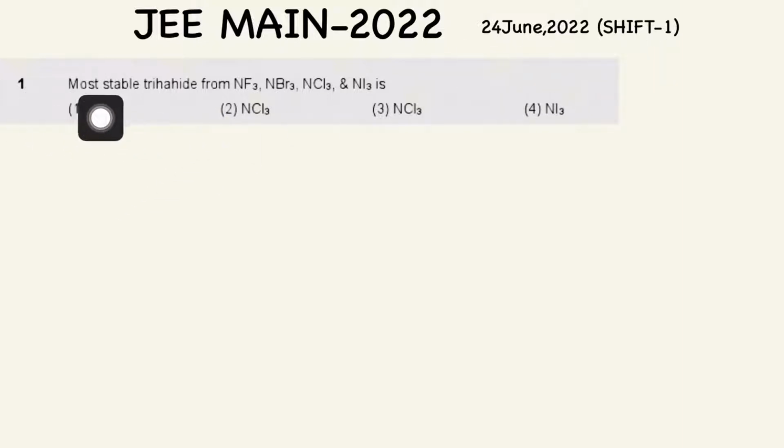So let's see the first one. Most stable trihalide from NF3, NBr3, NCl3 and NI3 each. So it is a direct question. Information based: NF3 is stable only. This is stable.